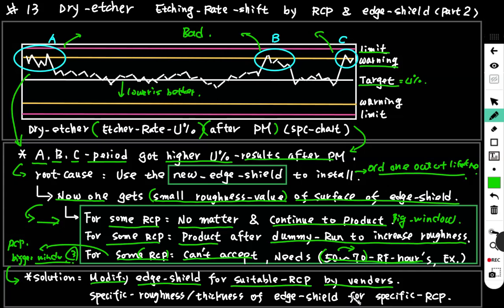By modify vendor, we talked about the vendor last time. So you can see that the vendor is very important, especially the modify vendor. And we used the modified edge shield with specific roughness and specific thickness for a specific recipe.